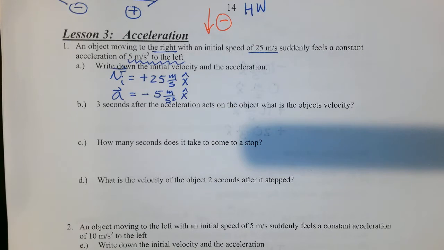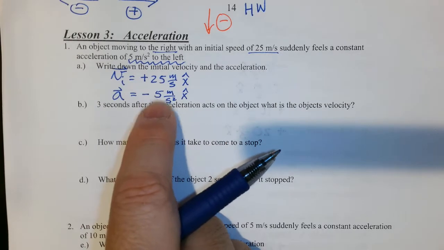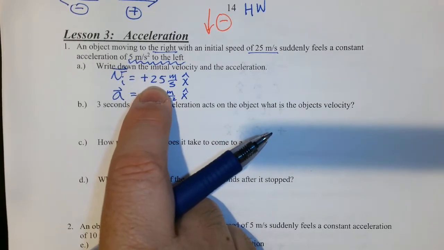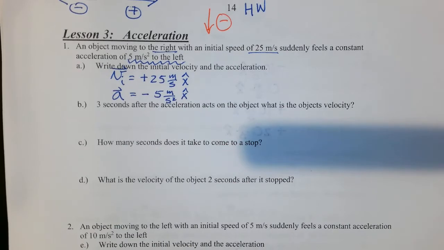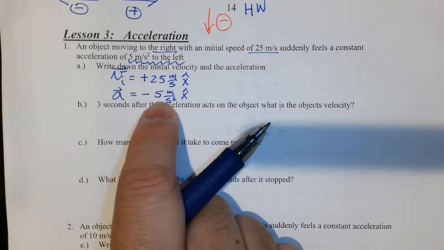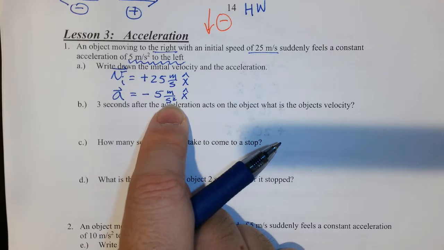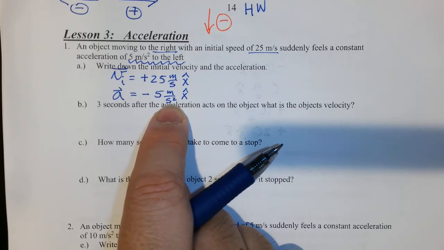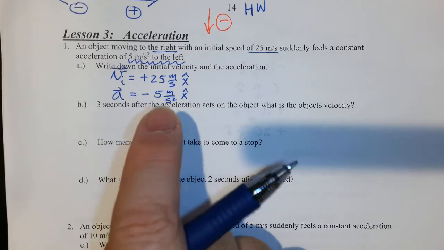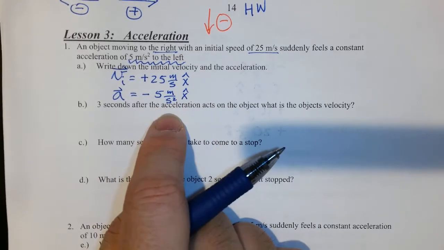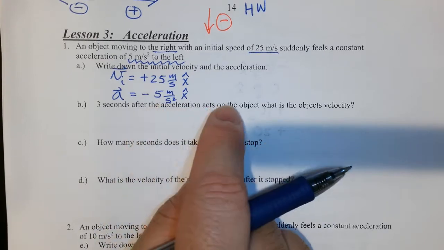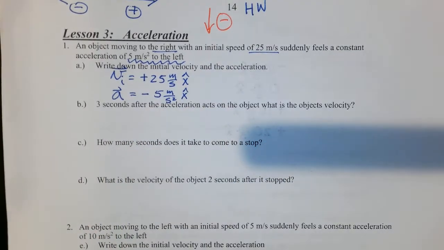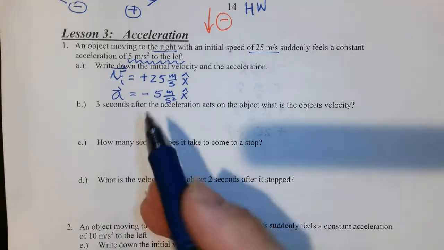Well, first of all, is it going to speed up or is it going to slow down? It's going to slow down, right? It's going to slow down 5 meters per second every second as long as it's going to the right. But eventually, when it slows down and slows down, it's going to have to stop at a certain time. And then it's going to get pulled to the left 5 meters per second every second. So it goes to the right and slows down as it goes. So good, that's established.